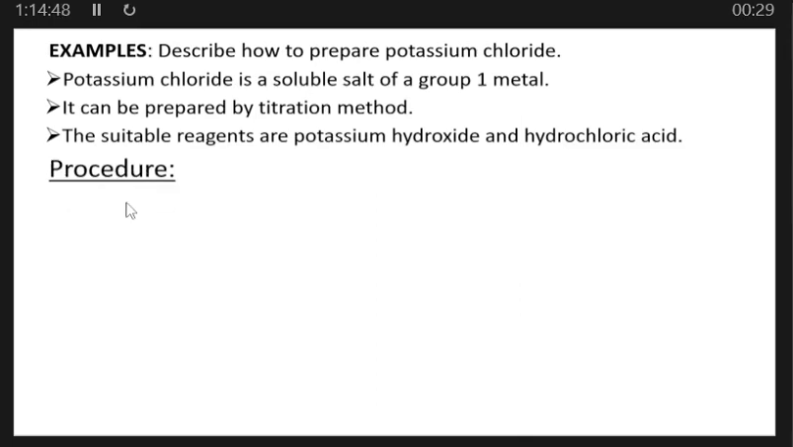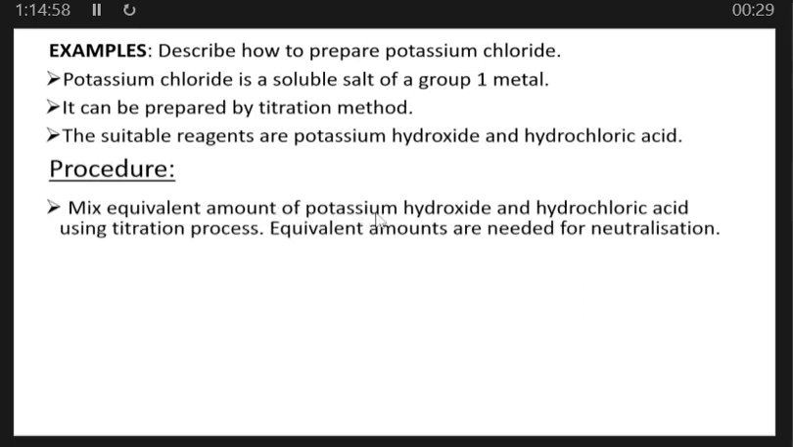So in the procedure here, mix equivalent amount of potassium hydroxide and hydrochloric acid using titration process. So here we use titration process when preparing potassium chloride. So in titration, equivalent amount of the potassium hydroxide must react with the equivalent amount of hydrochloric acid. So equivalent amounts are needed for neutralization to take place.